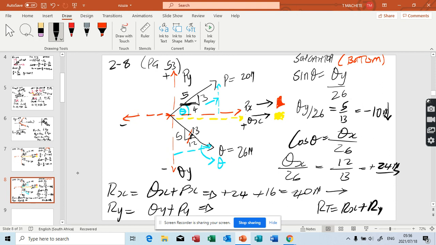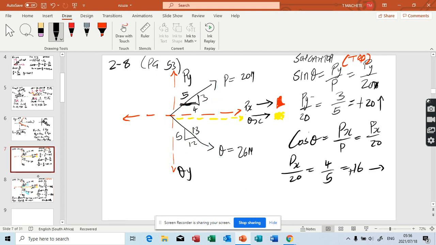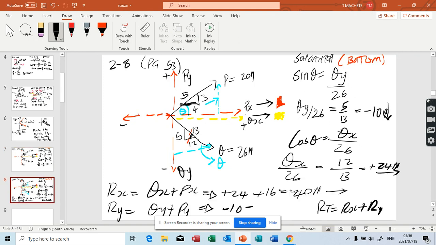So now Ry, you're going to say QY. What is our QY? It's negative 10. Plus, you see I put that negative there. Then PY is 20. It's going upwards, which is positive 20. Equals 20 minus 10, you'll get 10. Do you see that? And then it's going up because it's positive. So, do you have any question before I move to the next slide?